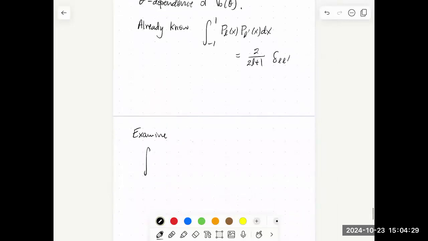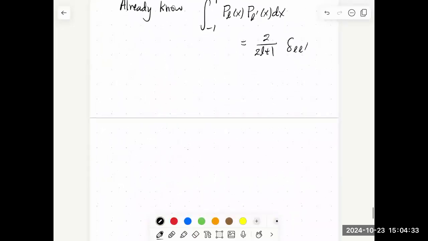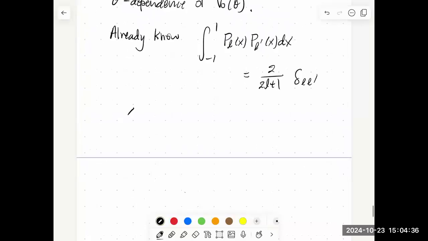So let's see. We have to be careful. Let me back up for a second. We know that x is equal to cos theta. That's what we required for our theta differential equation. So when x is equal to -1, what's the corresponding value of theta? Pi, that's right. When x is equal to +1, the corresponding value of theta is 0.